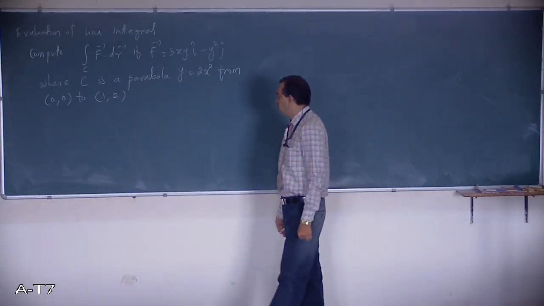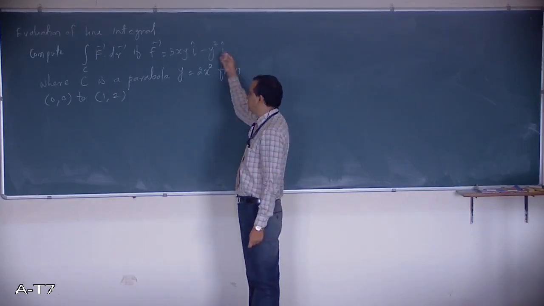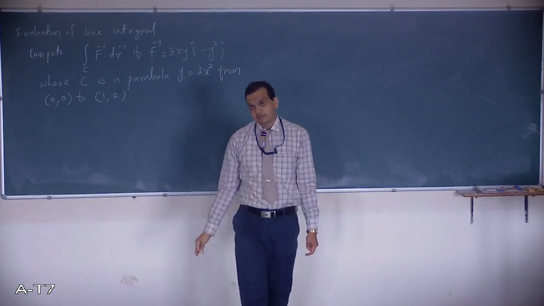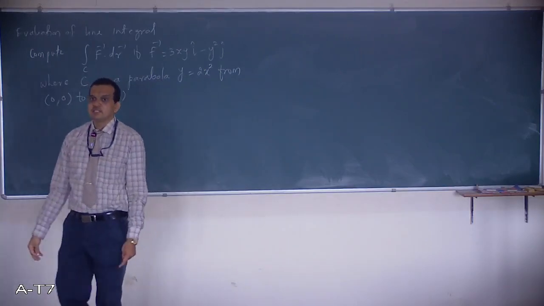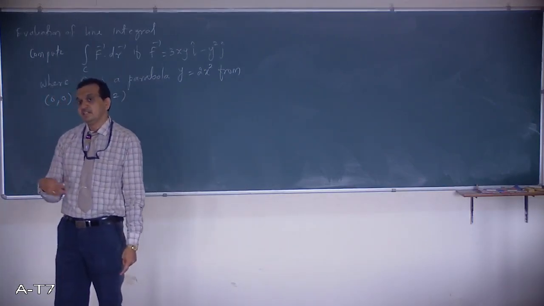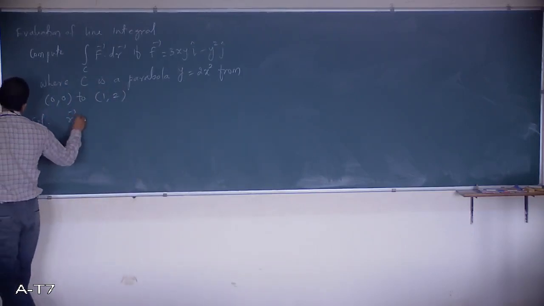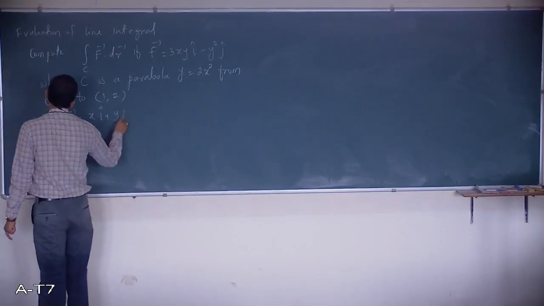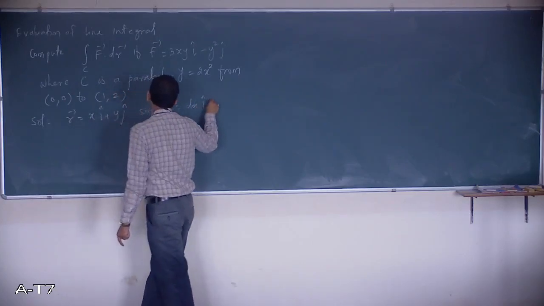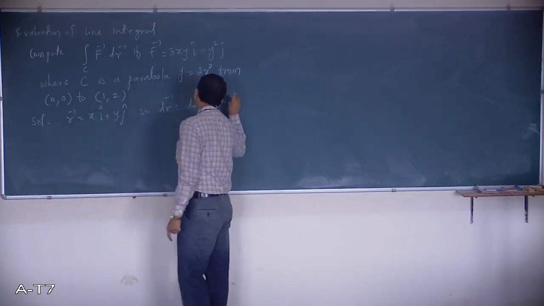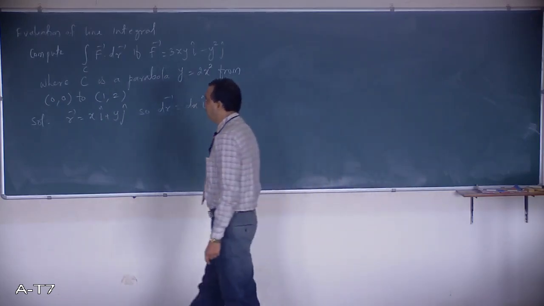When you look at F closely, we find that there is no k component, hence it is a plane vector field. So r, for a plane, is always x i plus y j, hence dr will become dx i plus dy j.